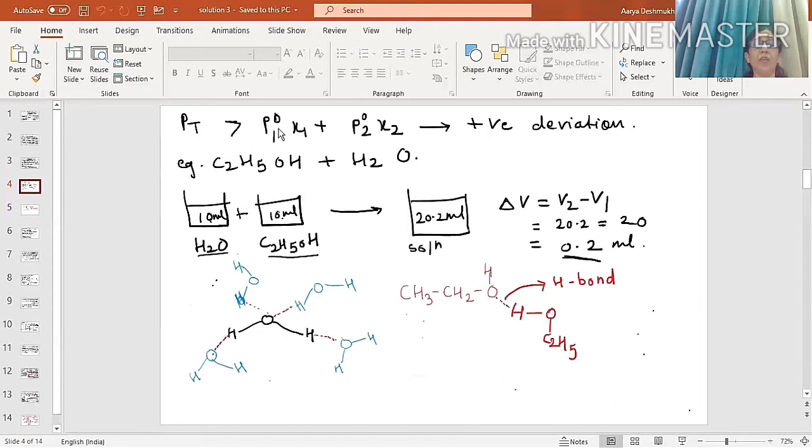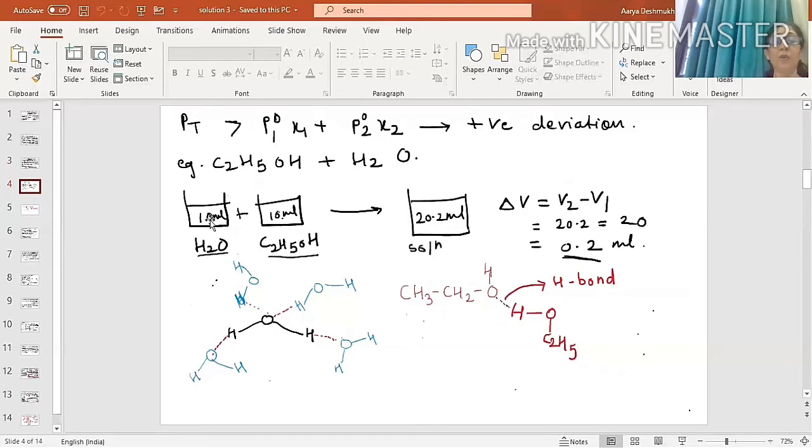As we all know, that is the addition of P naught of 1 into x1, and P naught of 2 into x2. So if the total vapor pressure has a greater value than the addition of these two components, it will show the positive deviation. For example, we can explain this by taking the example of ethanol and water.